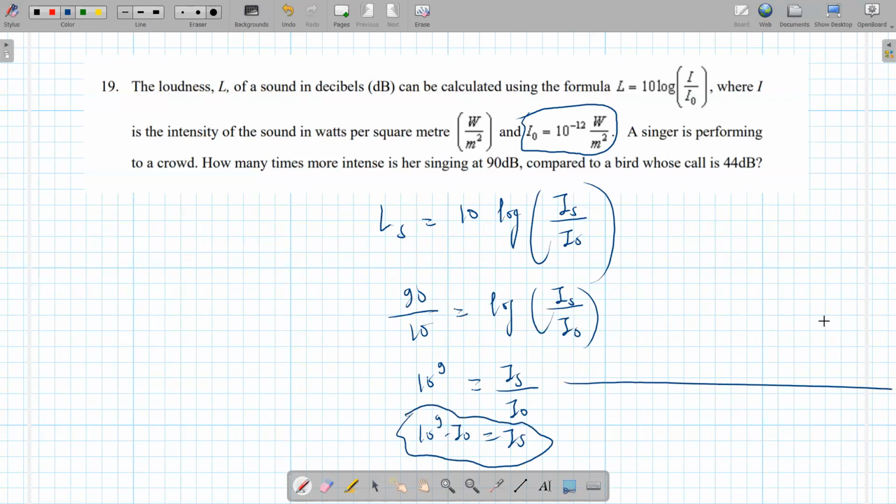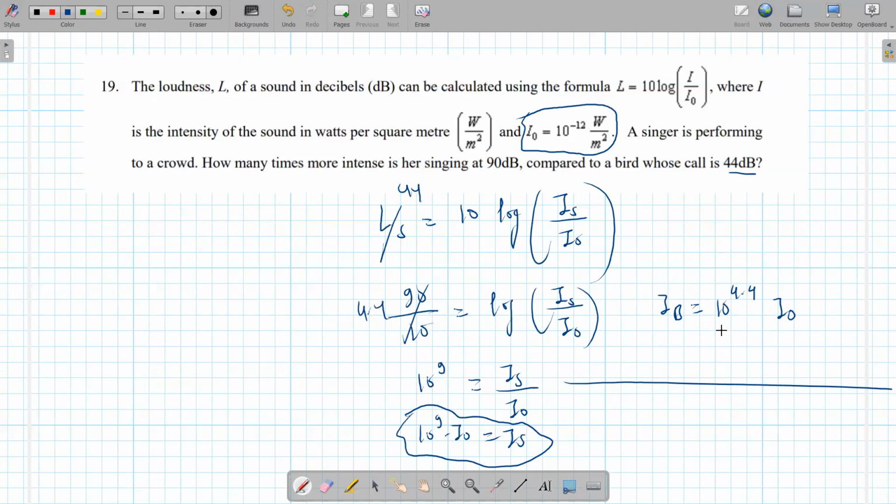Now we can do the exact same thing for the bird one. 44 over 10 is 4.4. So we're going to get I, the intensity of the bird, as 10 to the power of 4.4 times I0. Because 44 over 10 is 4.4, and then you want to do 10 to the power of 4.4.